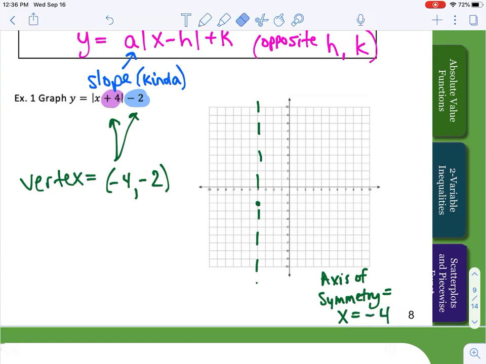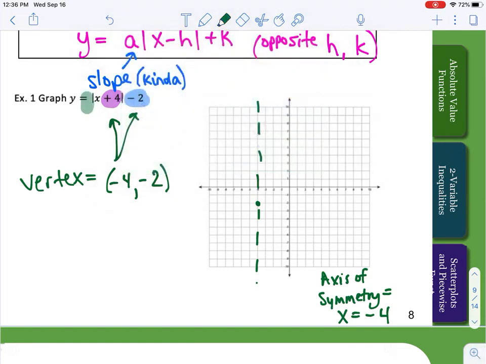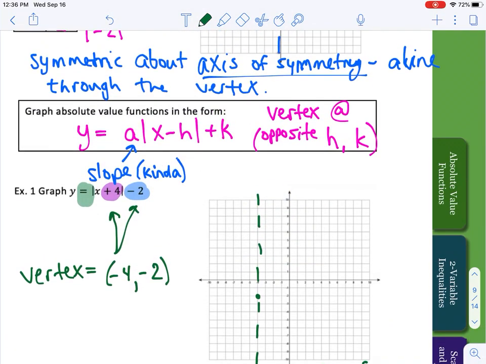Then we need to look at our slope. So if there is nothing multiplied by the absolute values, we know that the slope is 1. So our A is equal to 1. And since it's a kind of slope, you can say 1 over 1. So from our vertex, you'll rise 1, run 1, rise 1, run 1. And then you can graph it.